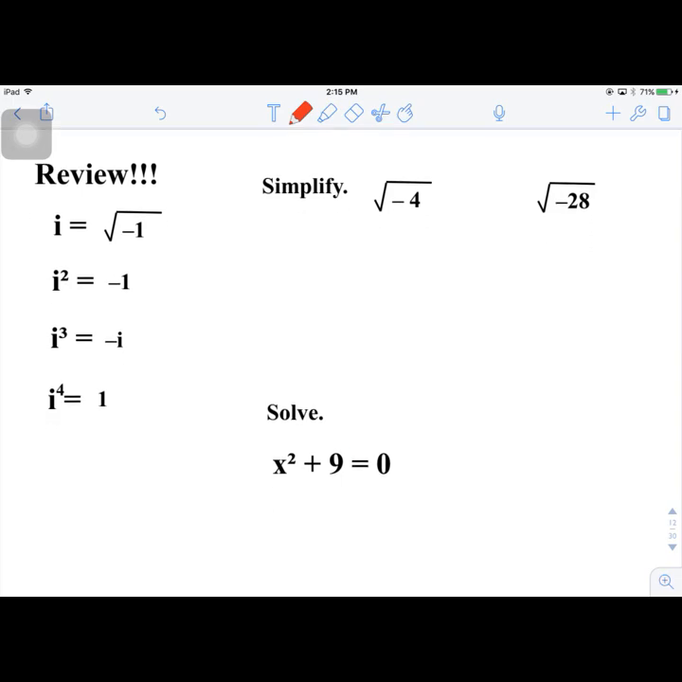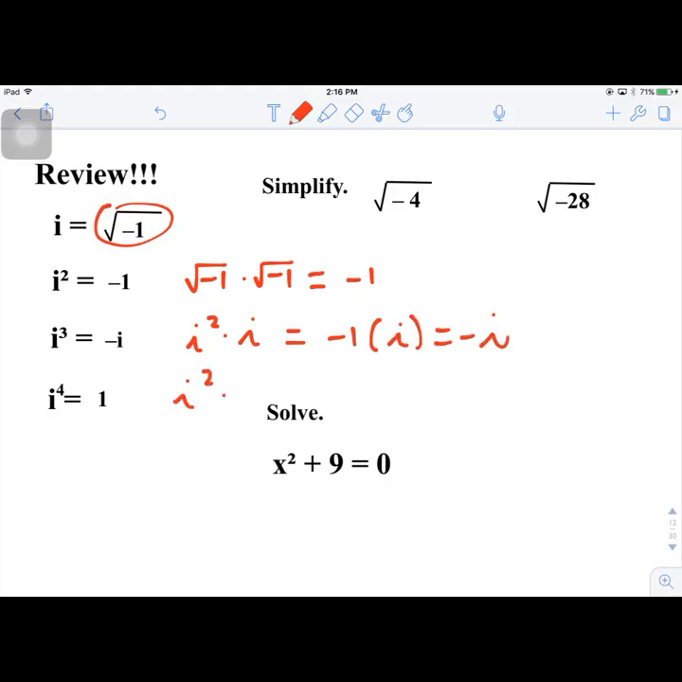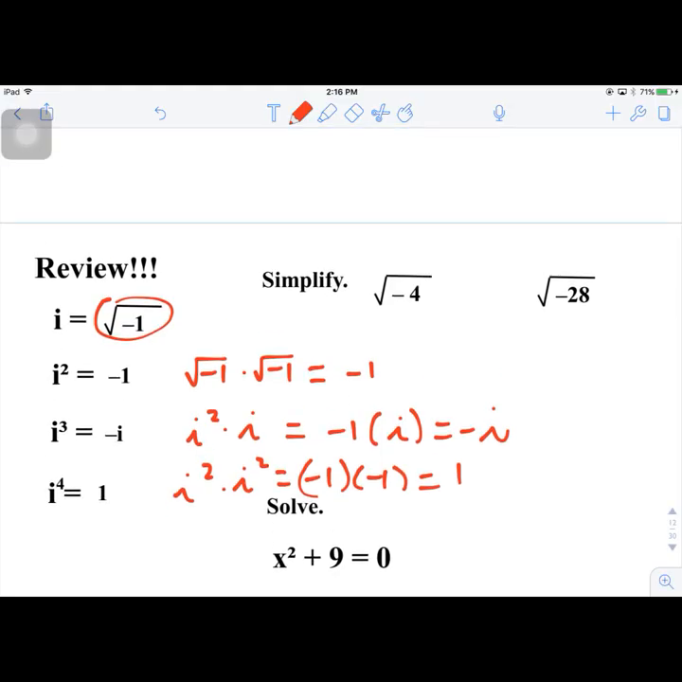And let's do a quick review for the values of i. So if i equals the square root of -1, then i squared is equal to the square root of -1 times the square root of -1, which is -1. And i cubed is just going to be i squared times i, and we know that i squared is -1 times i, so therefore it's just going to be -i. And i to the fourth is i squared times i squared, that's going to be -1 times -1, and that's how you get 1.